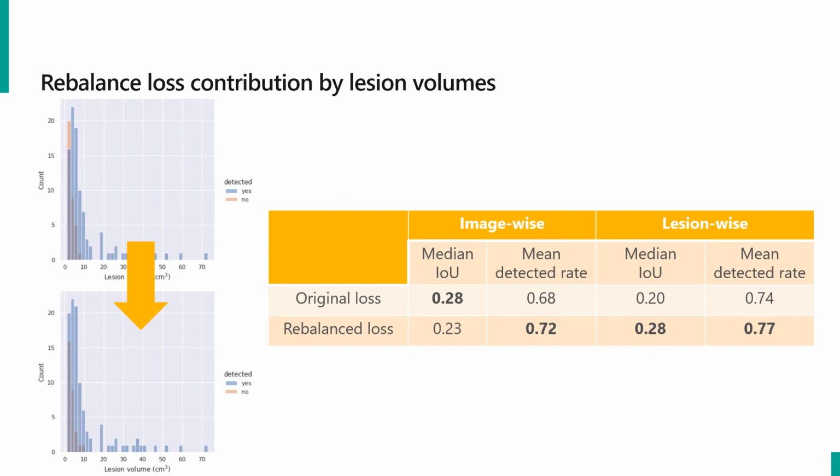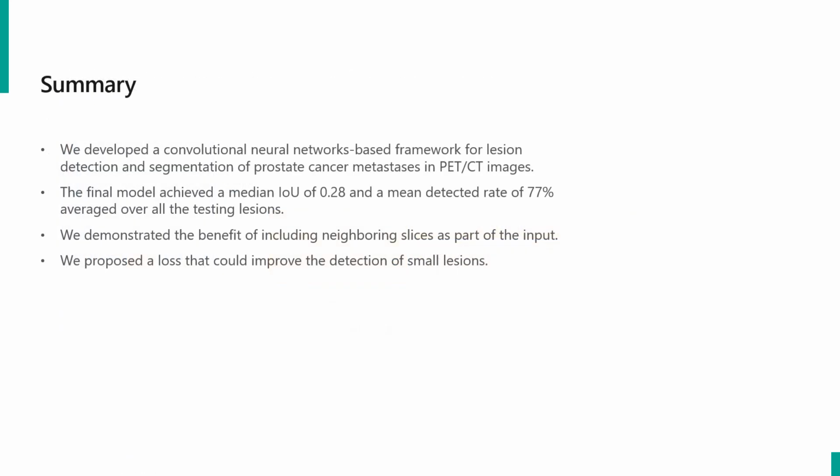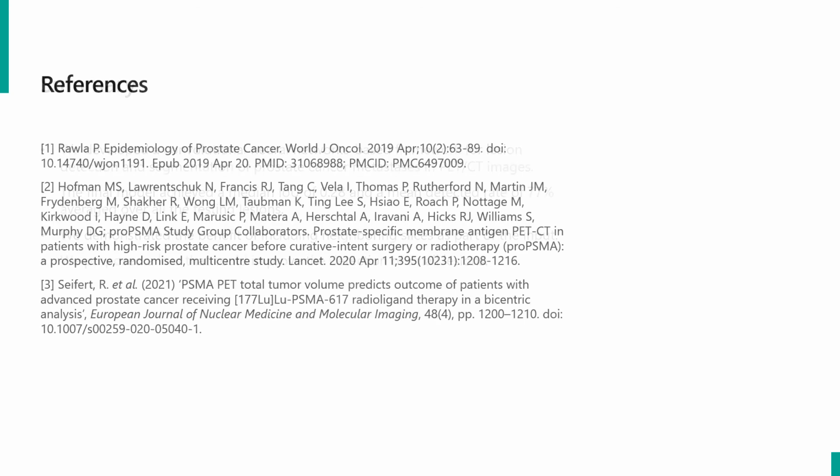In summary, we developed a convolutional neural nets-based framework for lesion detection and segmentation of prostate cancer metastasis in PET-CT images. The final model achieved a median IOU of 0.28 and a mean detected rate of 77% averaged over all the testing lesions. We demonstrated the benefit of including neighboring slices as part of the input. Finally, we proposed a rebalanced loss that could improve the detection of small lesions.